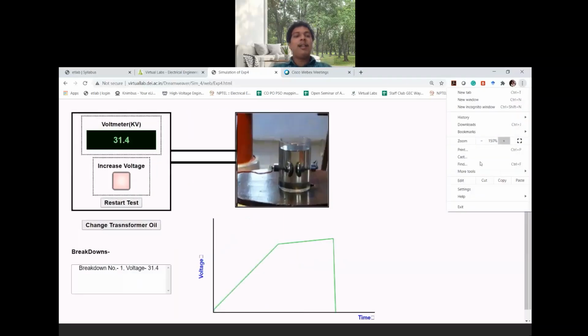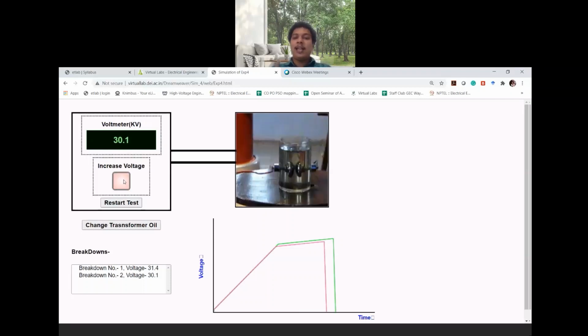Now let us again see. 31.4 kV is already applied. Now we have to restart the test, again on the same sample. So again 1, 2, 3, 4, 5. Please see the image part here, the transformer oil part. So you will get an idea about what will happen in reality. I am just increasing the voltage. You can see how the increment goes.